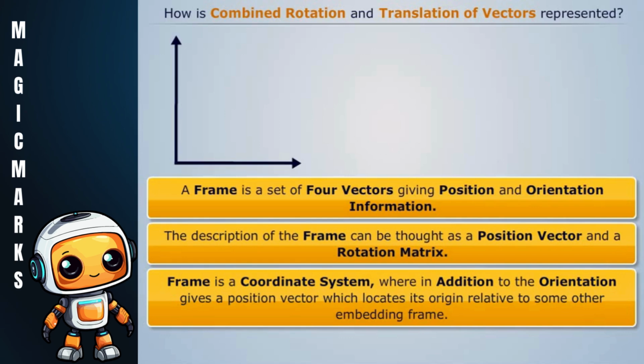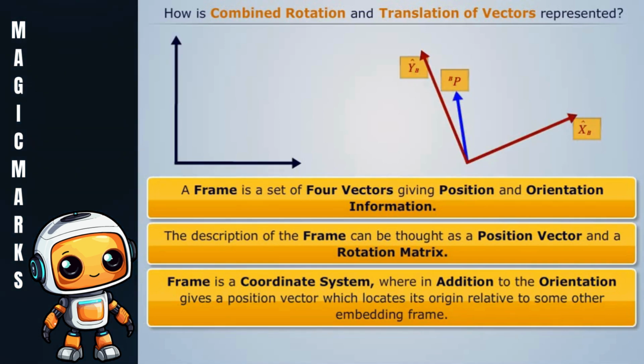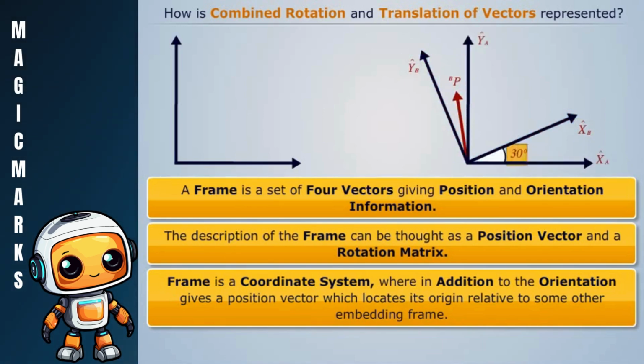Frame is a coordinate system where, in addition to the orientation, it gives a position vector which locates its origin relative to some other embedding frame. For example, in a frame, there is a vector P which lies in frame XB-YB, which itself is at an angle of 30 degrees to frame XA-YA.